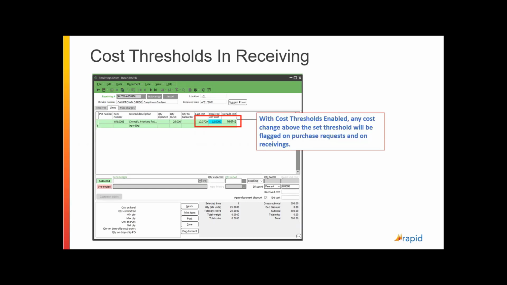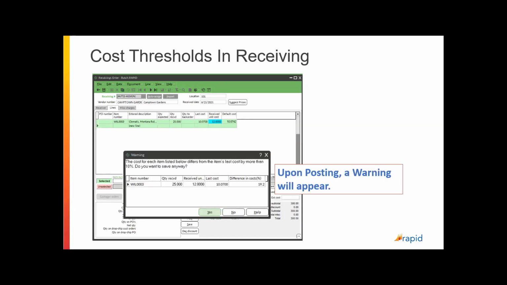If I were to try and save this, a little warning is going to come up. This is what I love here. It shows the difference in cost percentage, which here is going to be 19.2%. If you remember from one of the previous slides, I put in a cost threshold of 10%.